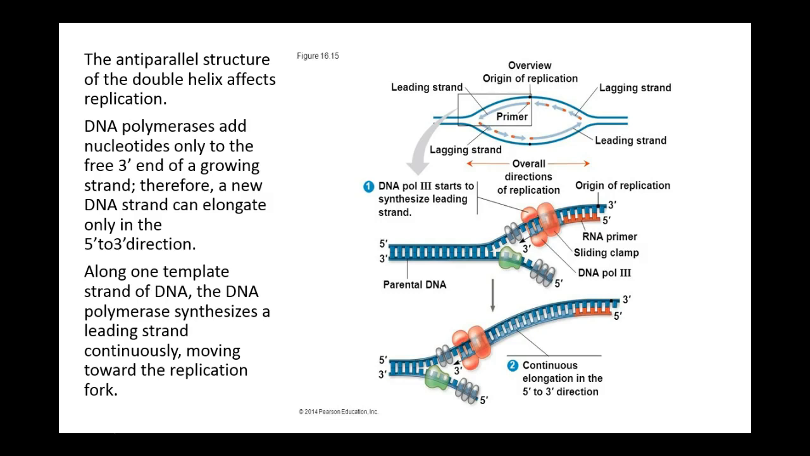So from the parental DNA, in the 5 to 3 direction along one template strand of DNA, the DNA polymerase makes the leading strand and continuously moves towards the replication fork. So you have the leading strand, and then what you're going to have is the lagging strand.